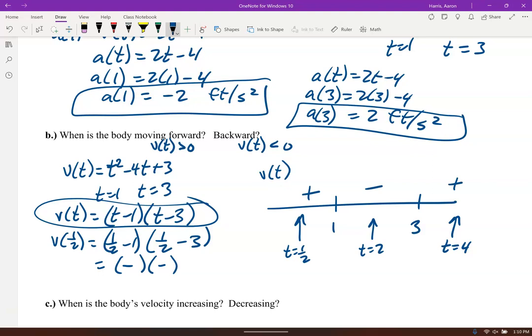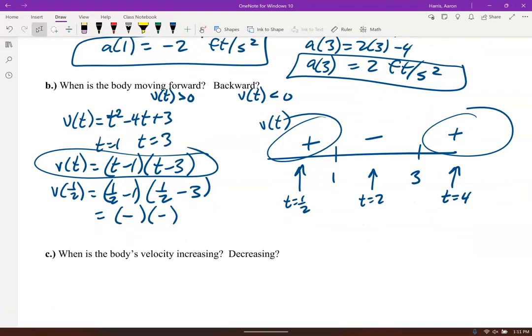Okay, so when is it moving forward? Whenever the velocity is positive. So when am I moving forward? Well, from 0, can't have negative time, right? From 0 up until 1. At 1 second, it stops, so it's not moving forward anymore. But then it moves forward again after 3. At 3 seconds, it stops, but velocity is positive after. So it moves forward after that as well.